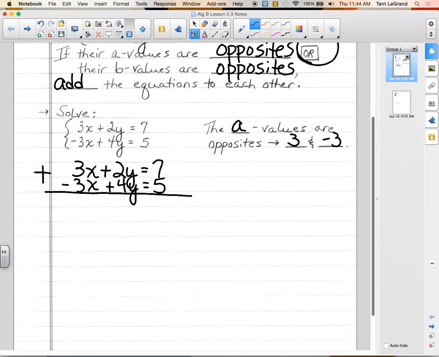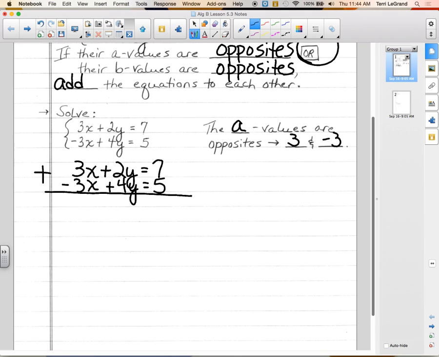But this is not like adding a triple-digit number or a double-digit number. You don't have to start on the right and work your way to the left. You can go either direction. You can start on the left and work your way across, or you can start on the right and work your way that way. It doesn't matter.